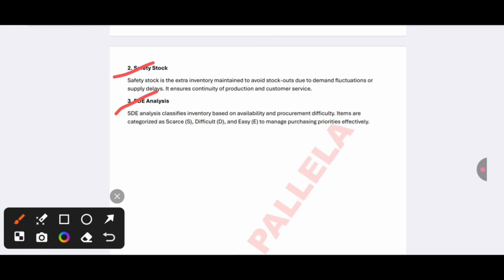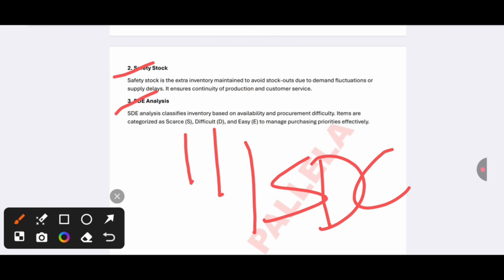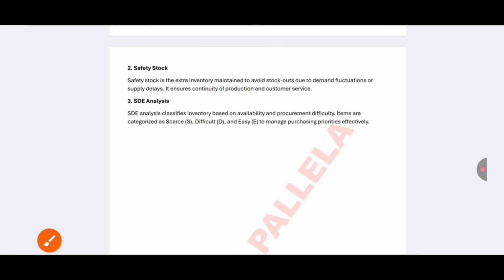Next one, SDE. That means SDE analysis will be helpful for availability and procurement difficulties. Like for example, S means scarce, D means difficult, E means easy. That is called SDE. Okay, it is helpful to manage the purchasing priorities effectively and efficiently in the organizations.